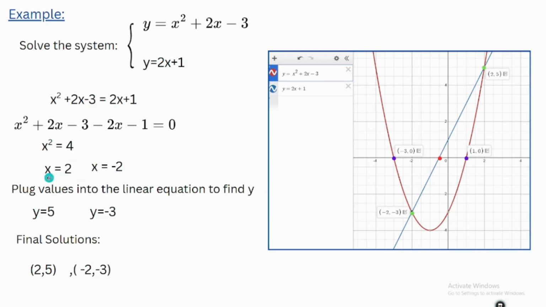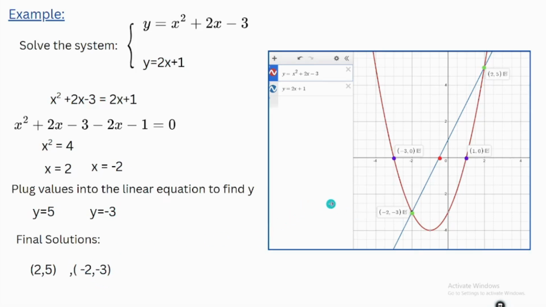We have now found the x coordinates of the 2 intersection points. We didn't find the y coordinates yet, so we will take x and substitute in any equation. We will take 2 and substitute in y equals 4 plus 1, so we get y equals 5. x equals -2, we will substitute here, and we find y equals -3. So the first point of intersection is (2, 5). The second point of intersection is (-2, -3).